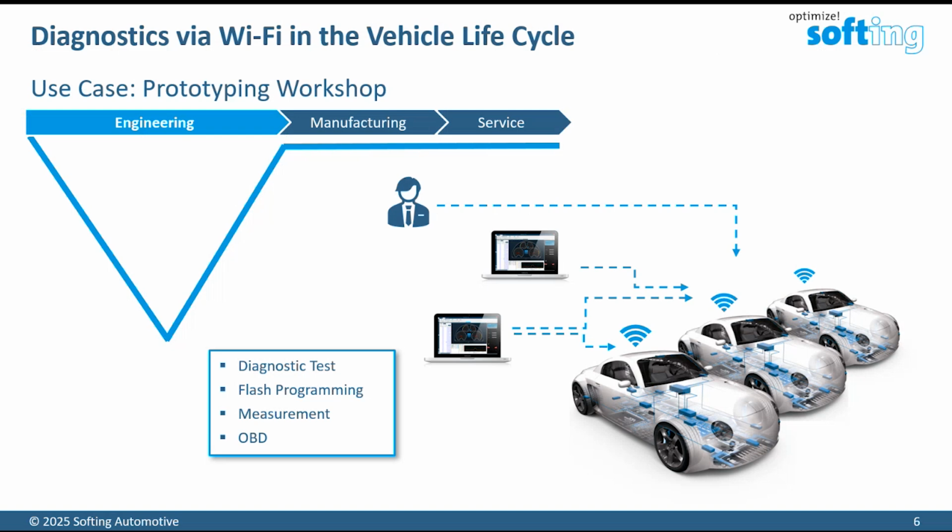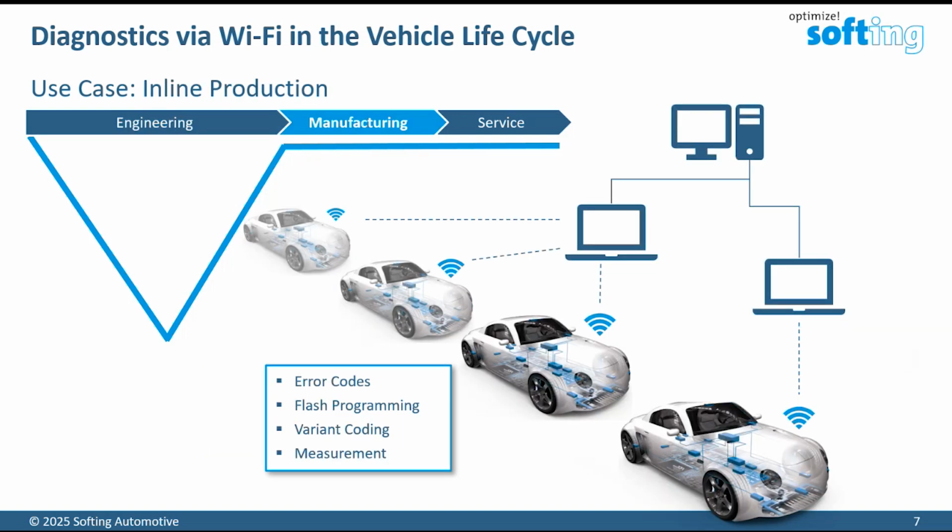So I'm going to show you some use cases for diagnostics via Wi-Fi in the vehicle life cycle. At the beginning of the life cycle, during the engineering phase, you have diagnostic tests, flash programming, measurements, and OBD. And this should all be done in parallel, accessed by multiple engineers, and those users can be in the prototyping workshop, they can be at home and work remotely, or in their offices, and they still want to access the vehicle. This won't work with a cable, so you need to use a VCI with Wi-Fi. Wi-Fi offers you access for multiple users, it offers you a high throughput rate for flashing, and the flexibility you need.